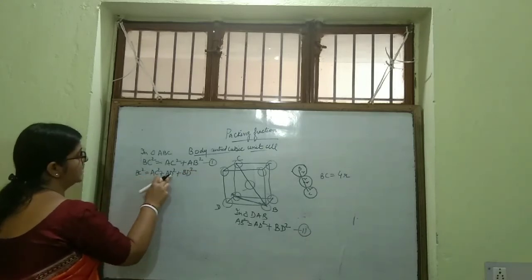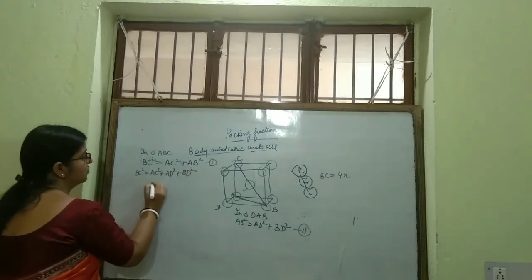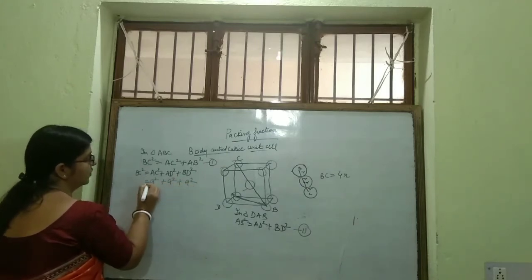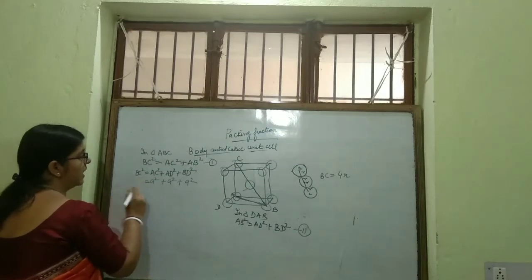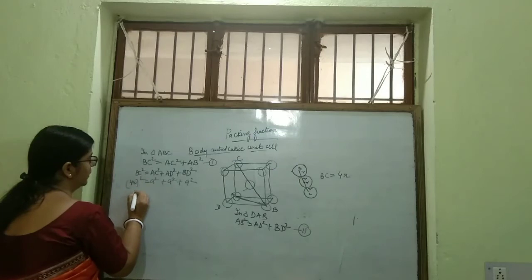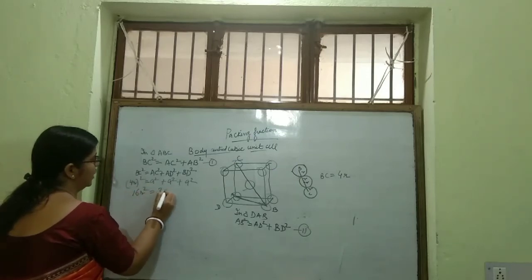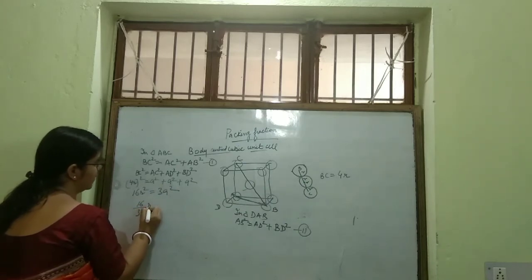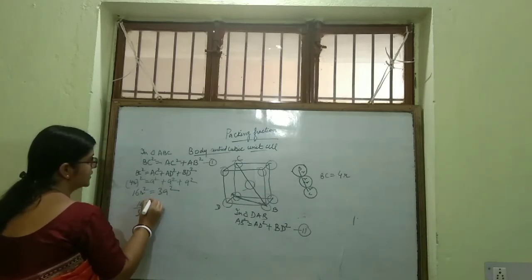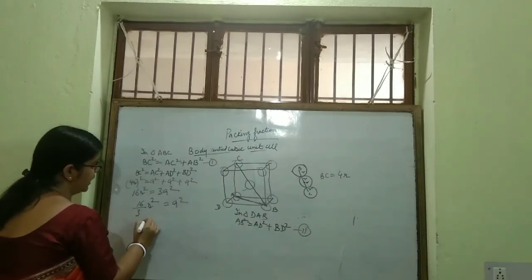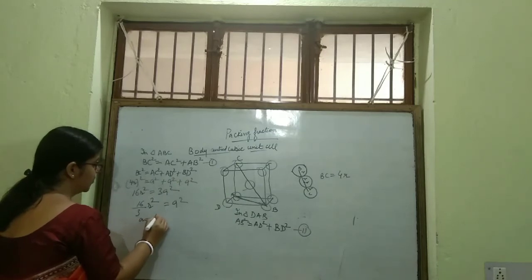Now all these three are a. So you can write a square plus a square plus a square, that is equal to BC square. What is the value of BC? 4r. So we can write 4r whole square. So we are getting 16r square is equal to 3a square. So you can write 16 by 3 r square is equal to a square. So you can write a is equal to 4 by root 3 r.